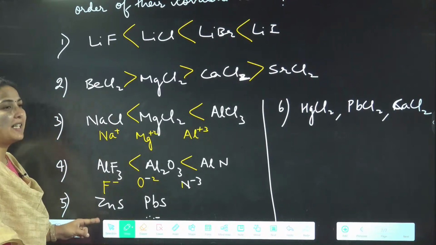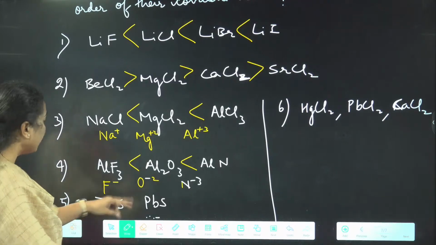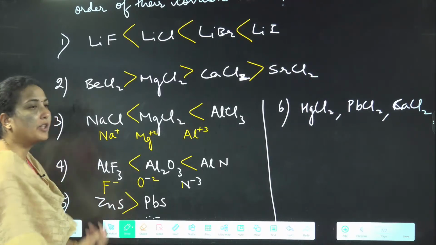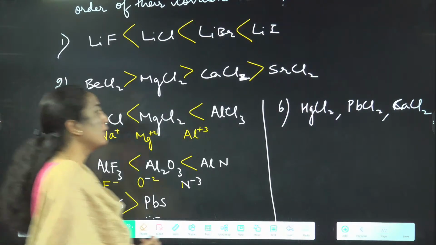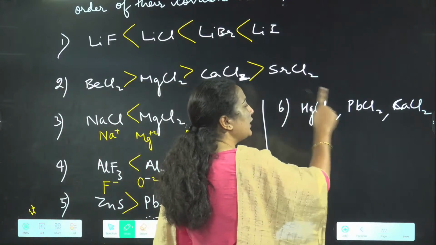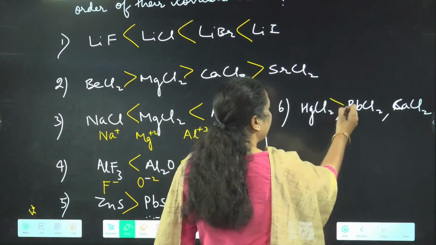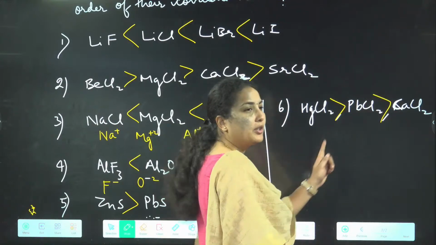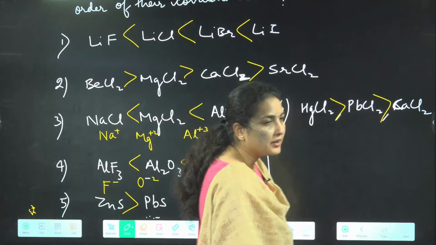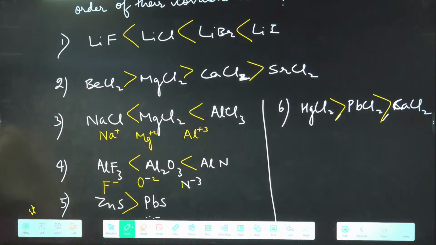Now next is ZnS and PbS. Among these two, this is having pseudo inert gas configuration, another one is non-inert gas configuration. Similarly, HgCl2, PbCl2 and CaCl2, the order will be like this only because this is pseudo inert, this one is non-inert and that one is inert gas, right? So I hope this is clear to all of you.